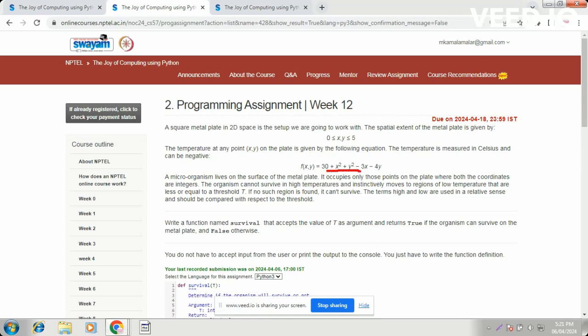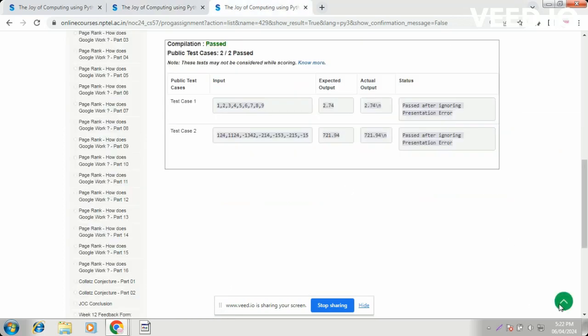You can use the hint here. They have given an equation, and in this equation you want to list out the x, y values such that both x and y can take only integers. They have given the lower limit and upper limit. Find out that list of temperature values. Then you can take one argument, t, and check whether you have any value less than or equal to this threshold. If you have, you can return true, or else you can return false.